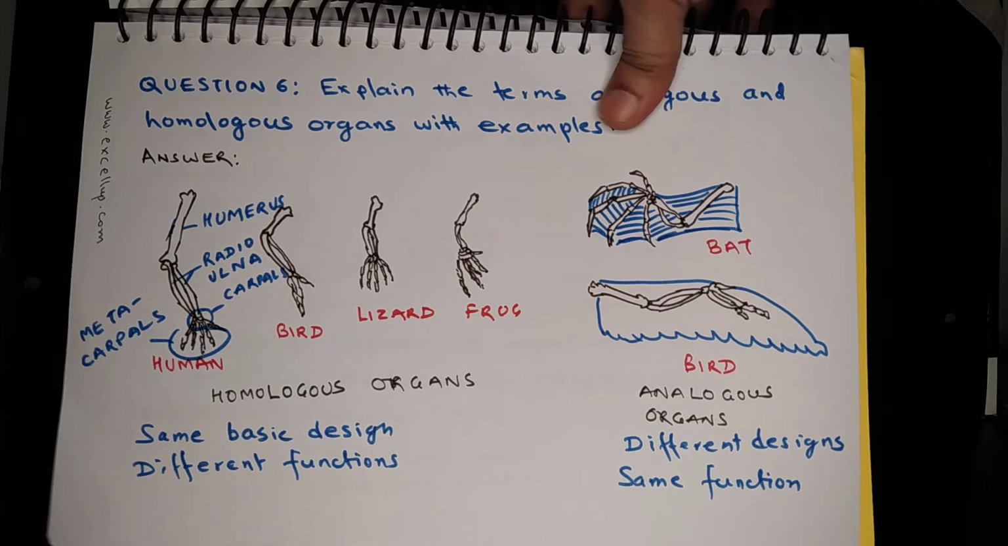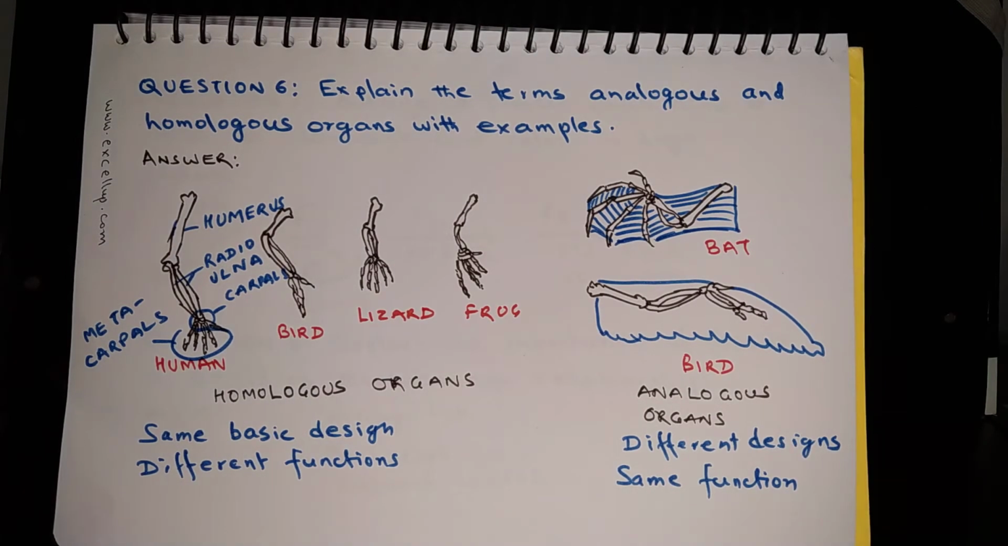Question 6. Explain the terms analogous and homologous organs with examples. Organs which have the same basic design, but serve different purposes in different animals, are called homologous organs. And organs which have different basic designs but serve the same function are called analogous organs. So let us see the examples.